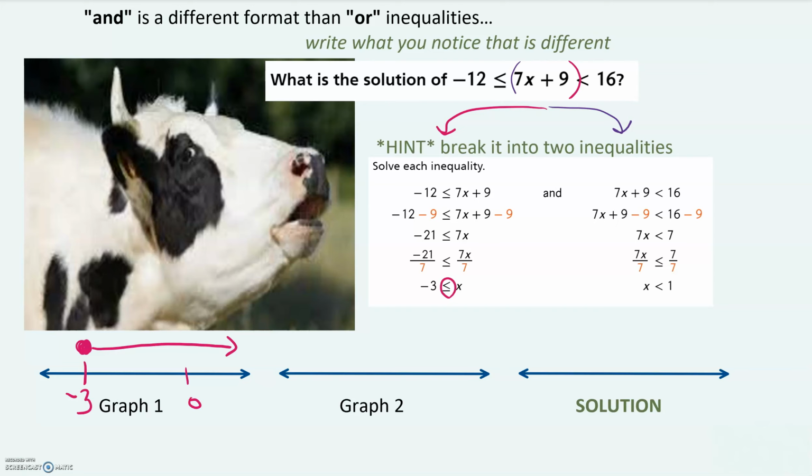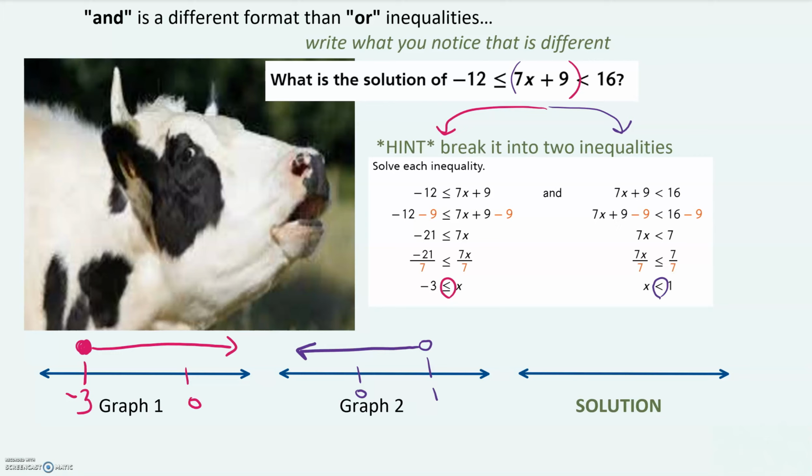For that second inequality, we see that x is less than 1. And I'm going to go ahead and graph that solution as well. I'm going to label that as 1. We know that 0 is there. Because x is less than 1, we're going to have that be an open circle. It does not include 1, which is why it's an open circle. And x can be the value of anything less than 1.